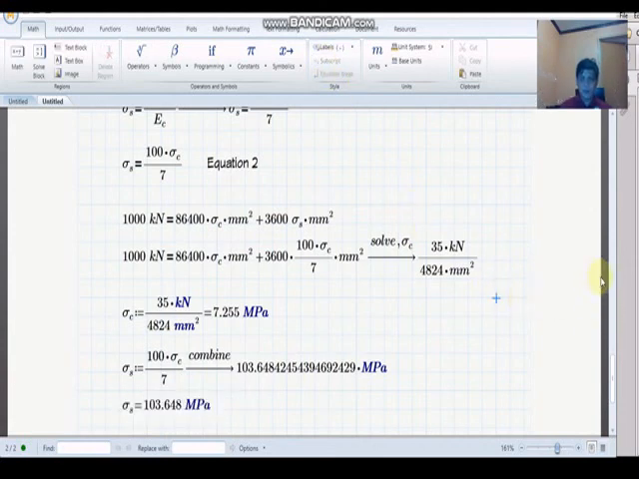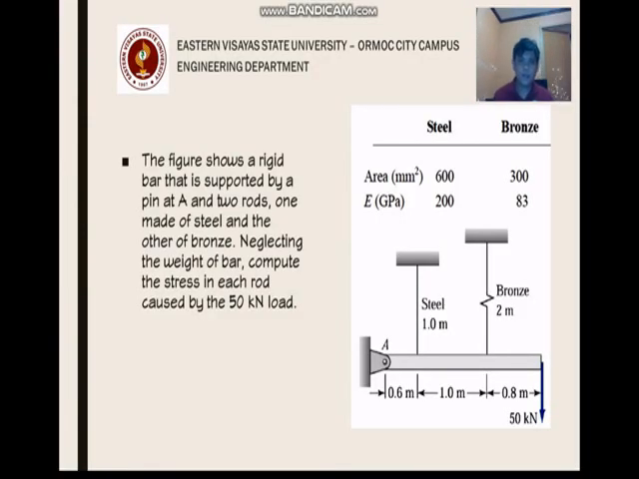Okay, so there you have it. Now the stress for concrete is 7.255 MPa and the stress for steel is 103.648 megapascal. Now to problem number 2.